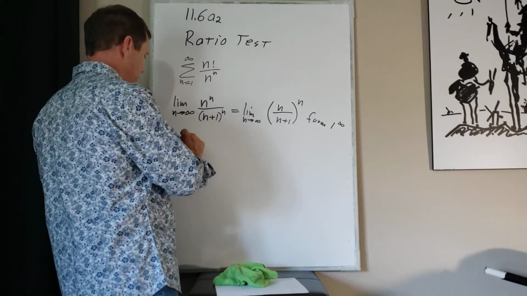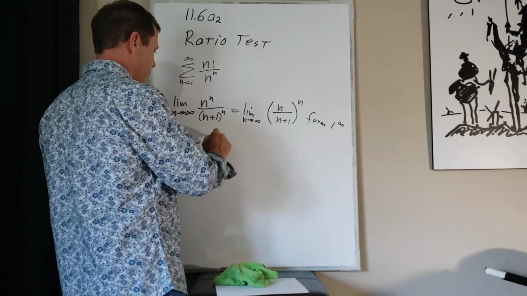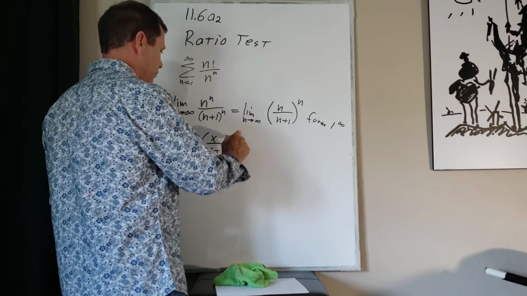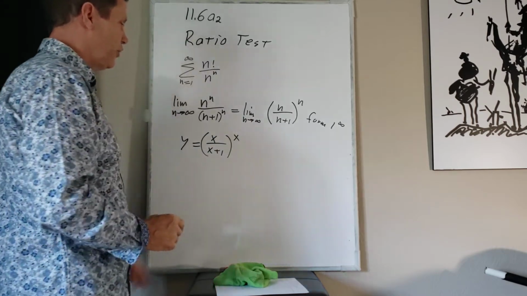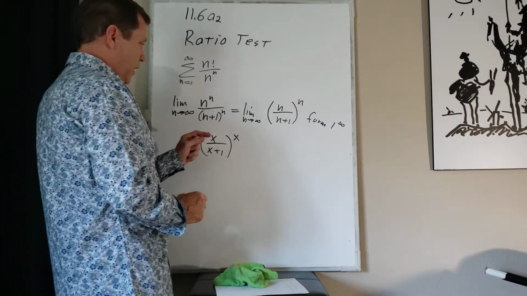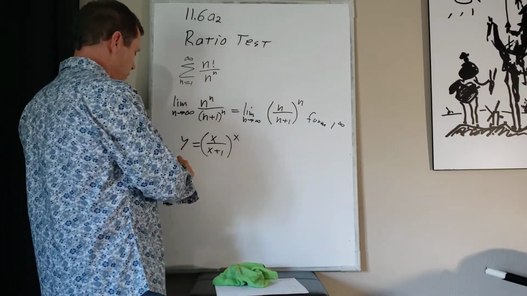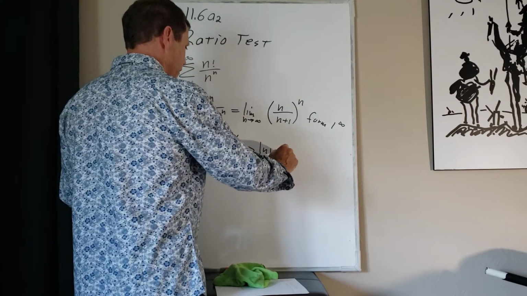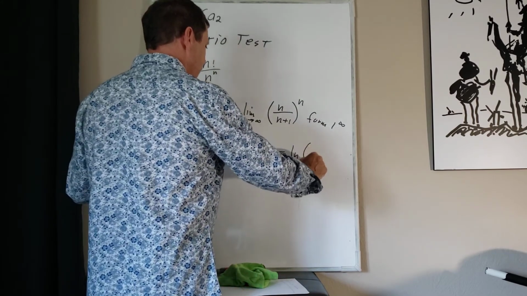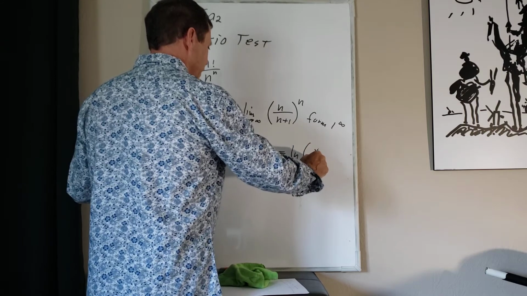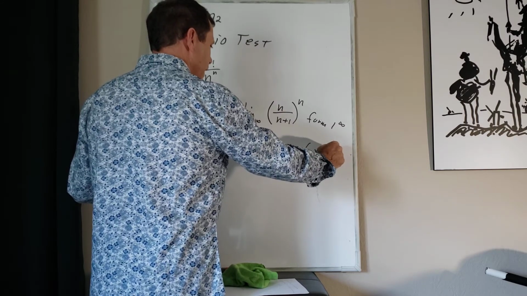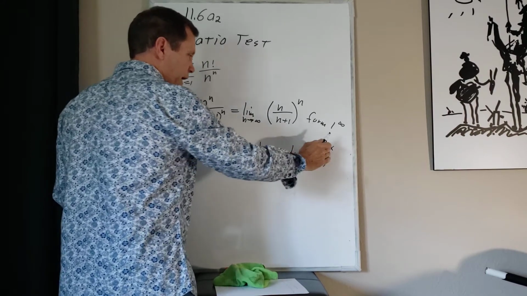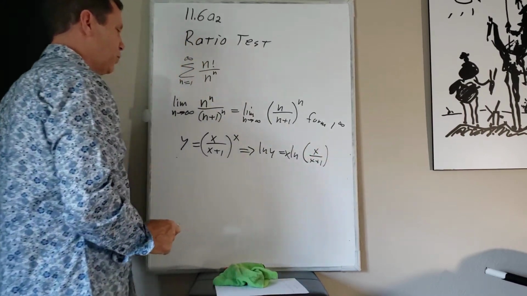So what I'm going to do is say y is equal to (x over x plus 1) to the x. Okay, I turned it into a continuous function. Now I'm going to take the ln of y, which is equal to the ln of (x over x plus 1) to the x. Now this is an ln, so I can pull that x out front. So I'll put an x here. So I have it written this way.